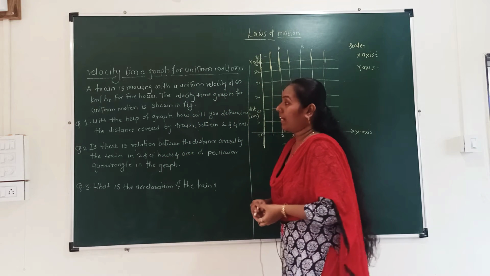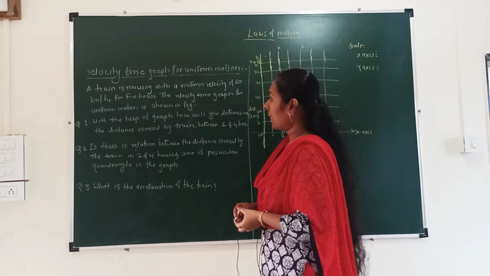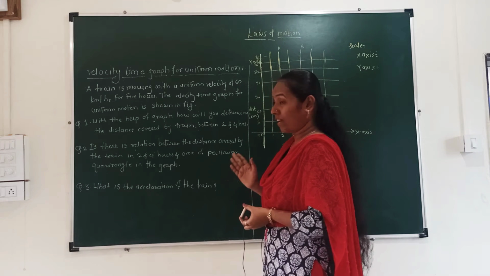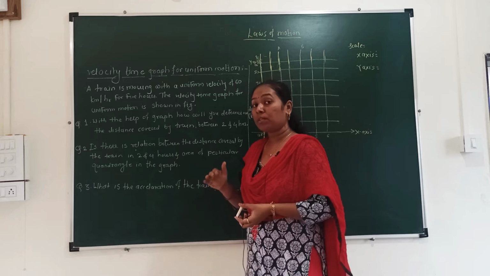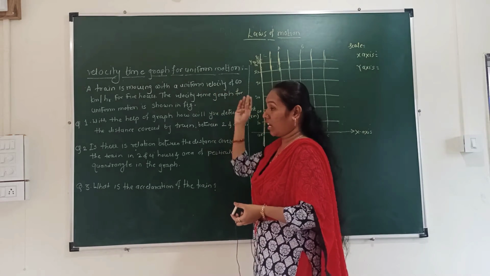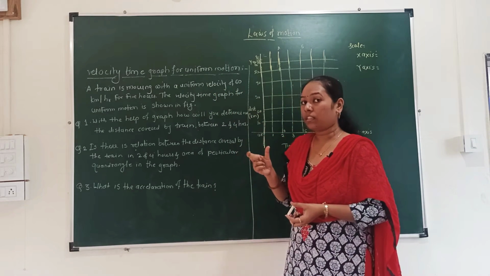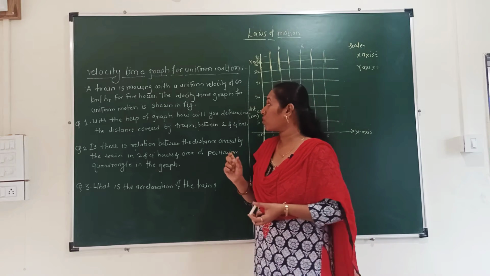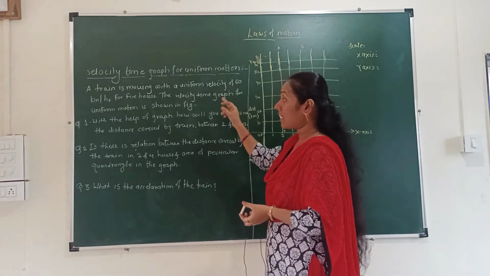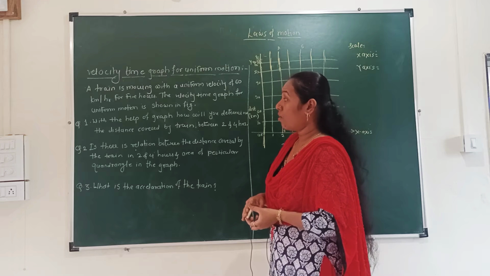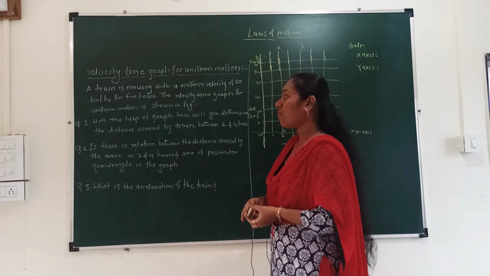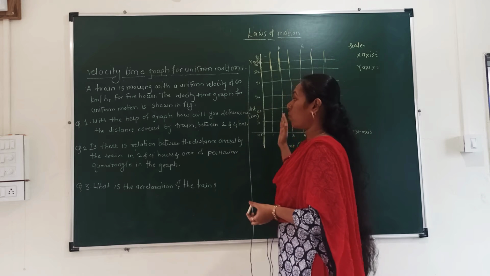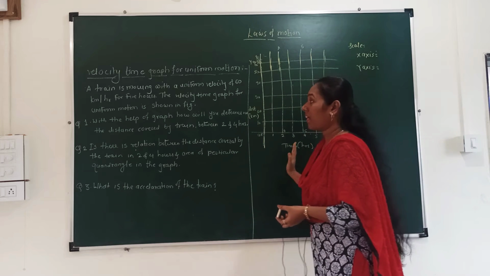Here is the given data. What is the given data? A train is moving with a uniform velocity, which means the train is in uniform motion, of 60 km per hour for 5 hours. The velocity-time graph for a uniform motion is shown in the figure. This is the given data.